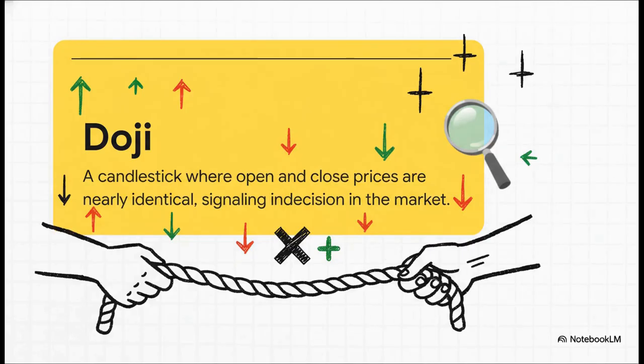Okay, now for the polar opposite. We have the doji. This pattern looks kind of like a plus sign or a cross, and its meaning is pure indecision. It's the perfect picture of a tug of war, where neither the buyers nor the sellers could land a knockout punch by the end of the session.